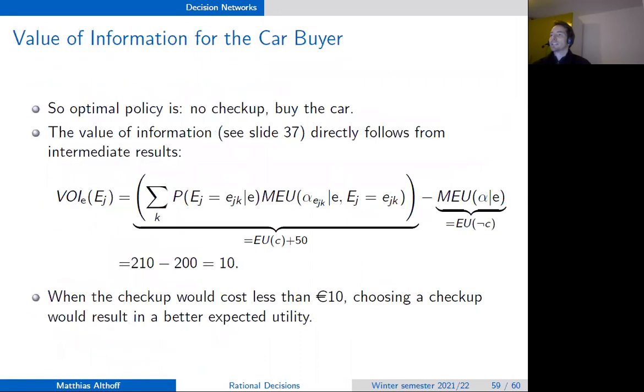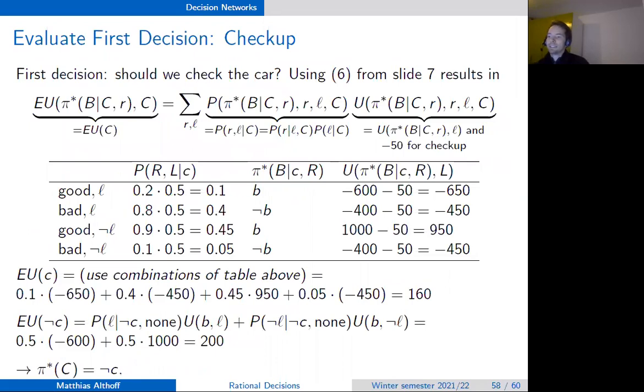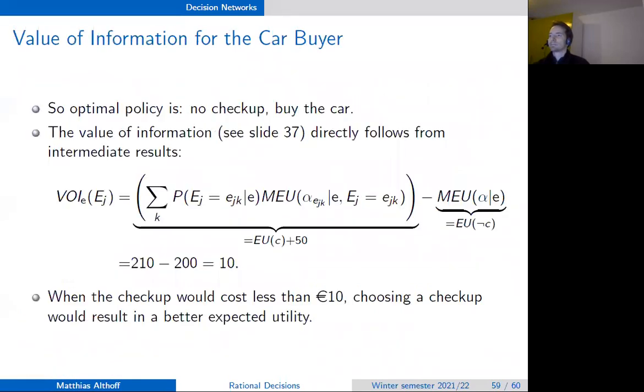Okay, so the interesting thing is, in this example, not doing the checkup is better, just buy the car. And so the question is now, what is the value of information? And how expensive should the checkup be so that it's actually worth it?